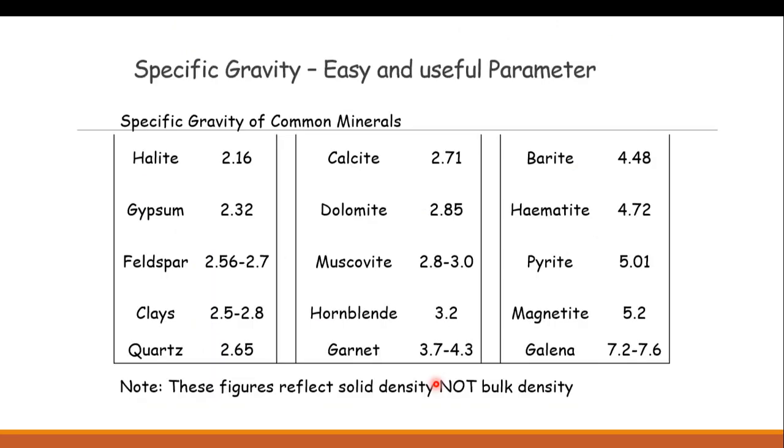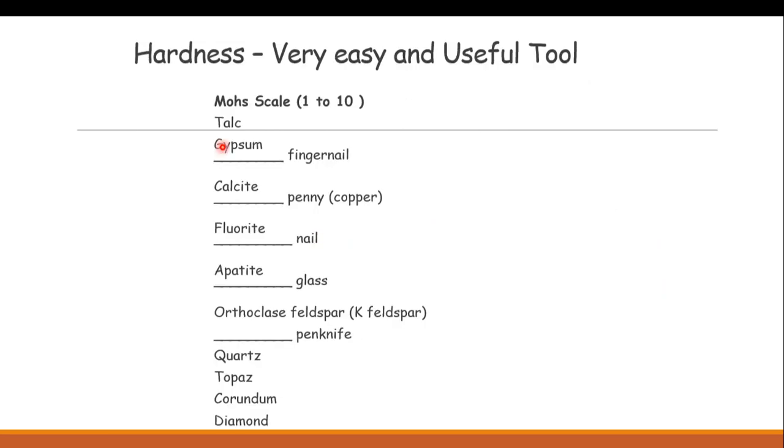This is the specific gravity. Here we have the specific gravity, which is an easy and useful parameter of the minerals. You don't need to just remember these, just go through it. Here we have hardness. What is hardness? It is a very easy and useful tool.